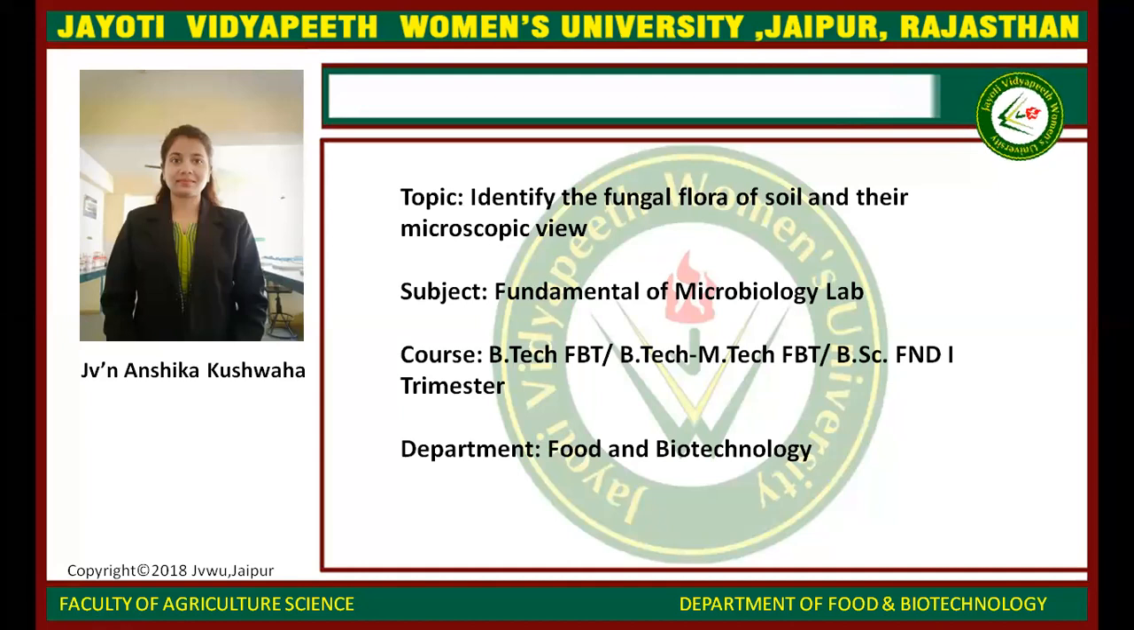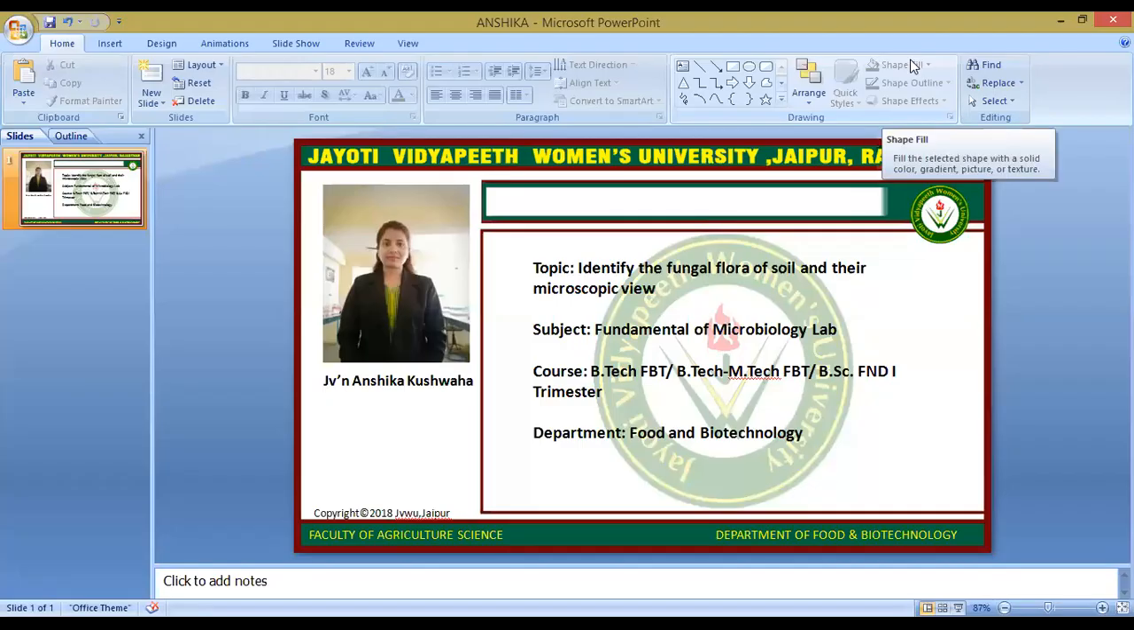Our subject is Fundamental of Microbiology Lab and today's session is Identify the fungal flora of soil and their microscopic view. So here we are starting with a technique known as serial dilution. In this, a serial dilution is a stepwise dilution of a substance in soil. Usually the dilution factor at each step is constant, resulting in a geometric progression of the concentration in a logarithmic fashion. Surface soils are a heterogeneous mixture of organic and inorganic particles that combine together to form secondary aggregates.